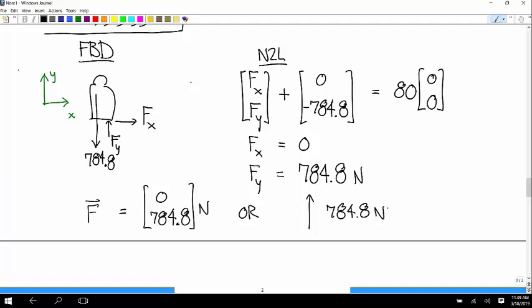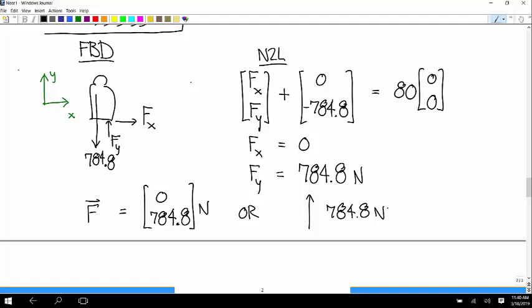Okay, does it make sense that the scale is applying an upward force to the person? Yeah, because think about if that force wasn't there, this person would sink into the scale, right? Would free fall into the scale. And so that upward force is required to keep the person from sinking into the scale. Any questions about that?